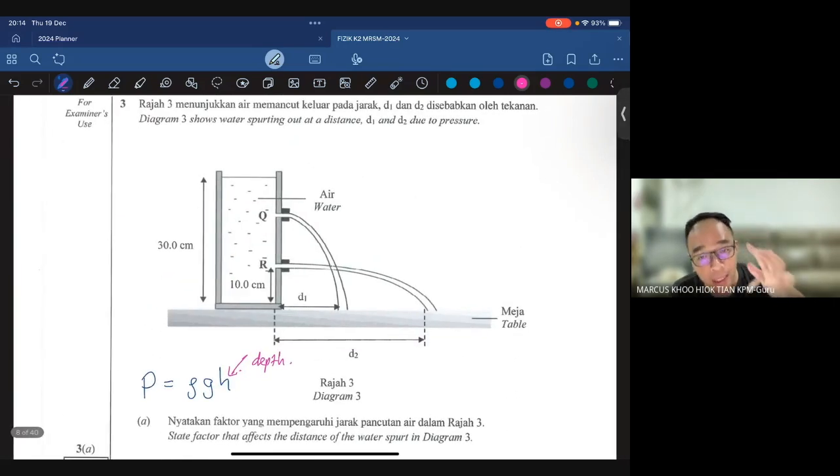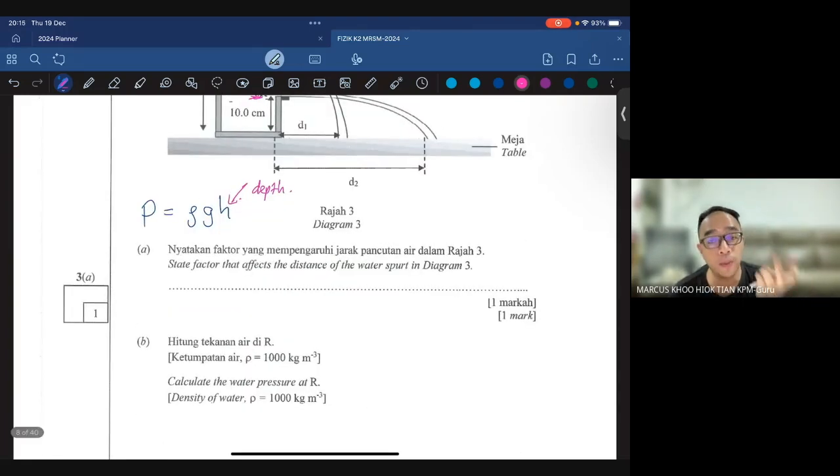And when we say depth, we are not talking from the bottom. The depth is always calculated from the top to here. So this is one depth. From the top to here, this is another depth. Never say that the depth is from the bottom. The depth is always from the water level. So there are two main factors that affect the distance of the water spurt, because the distance of the water spurt is representing the liquid pressure.